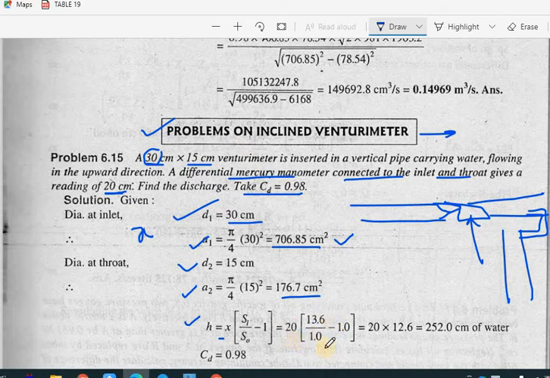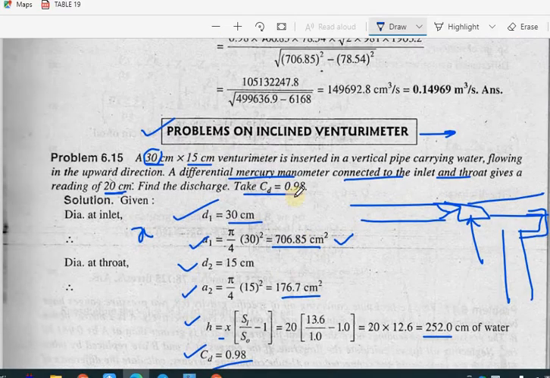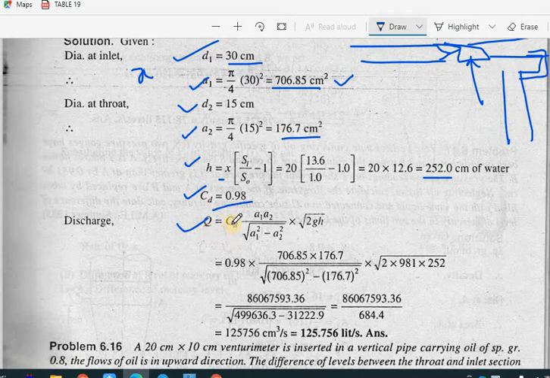So this is the final input, and the value which is coming is 252.0 centimeter of water. The coefficient of discharge value is also given, which is 0.98, provided in your question. So you can finally use the discharge formula, which is equal to CD into A1 into A2 divided by under root of A1 square minus A2 square, into under root of 2gh. Okay, so the CD value is 0.98.